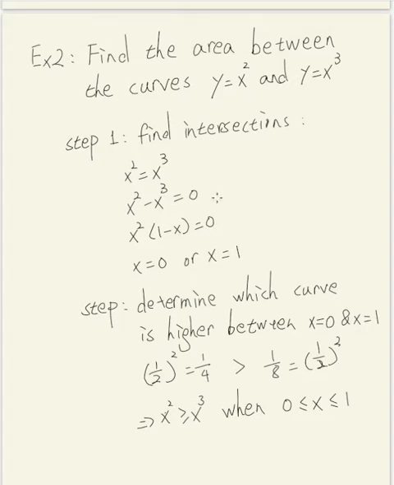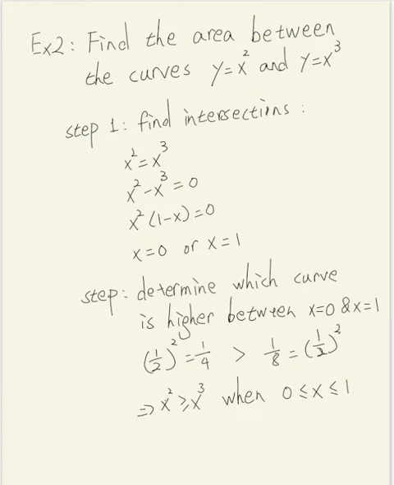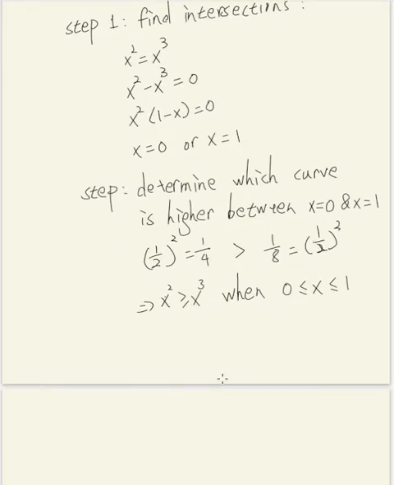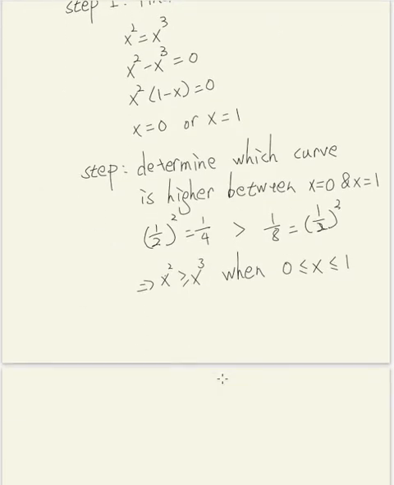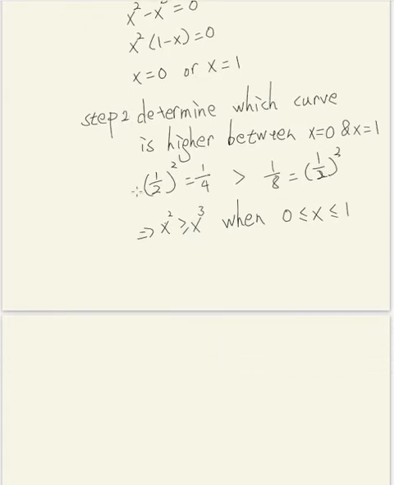Or you can just analyze it: since x cubed is x squared multiplied by x and x is smaller than 1, therefore x cubed must be smaller than or equal to x squared. Either way, the purpose of the second step is to determine which curve lies above the other, and if you know that, you can form the double integral. This is step 2. And step 3, form the double integral.